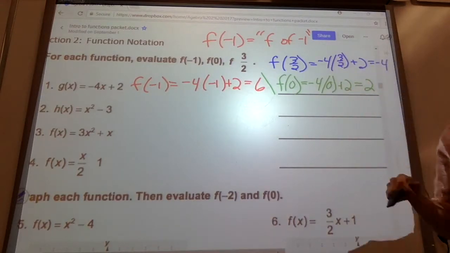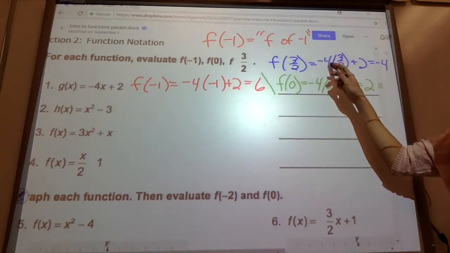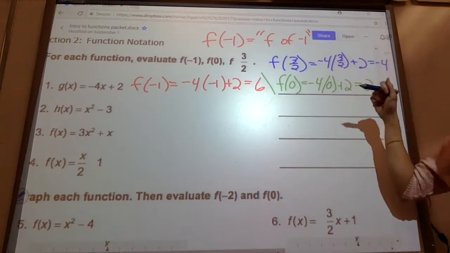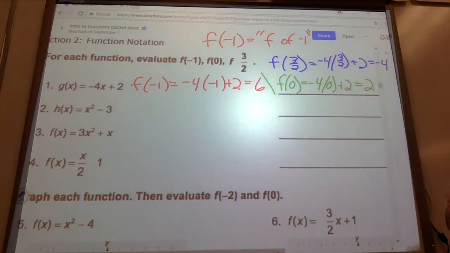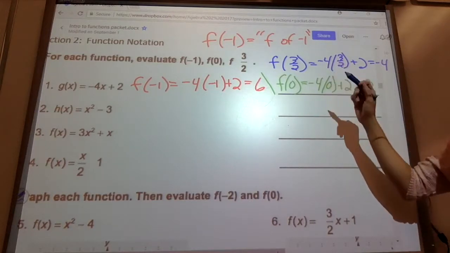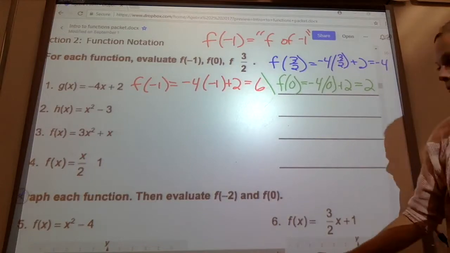How do you put in a fraction on your calculator? You do 3 divided by 2. You would go -4, parenthesis, 3 divided by 2, close the parenthesis, add 2. Or you can change it to 1.5. Got it? Okay, let's try another one.